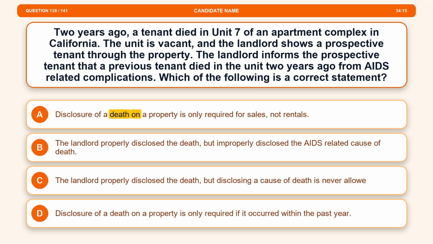Option A. Disclosure of a death on a property is only required for sales, not rentals. Option B. The landlord properly disclosed the death, but improperly disclosed the AIDS-related cause of death. Option C. The landlord properly disclosed the death, but disclosing a cause of death is never allowed. Option D. Disclosure of a death on a property is only required if it occurred within the past year.